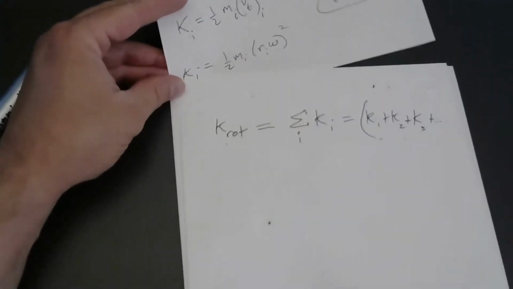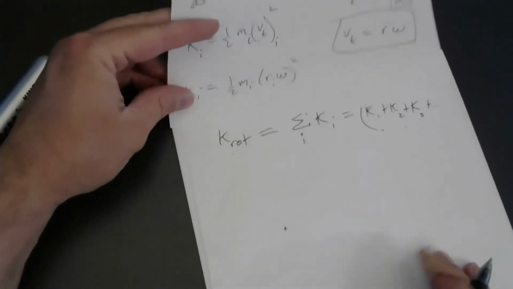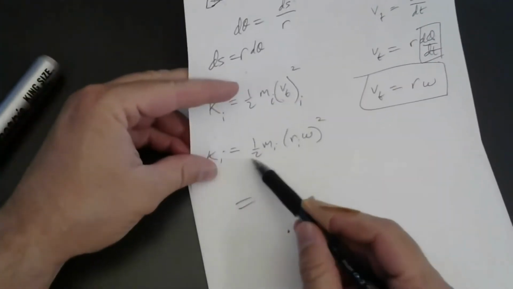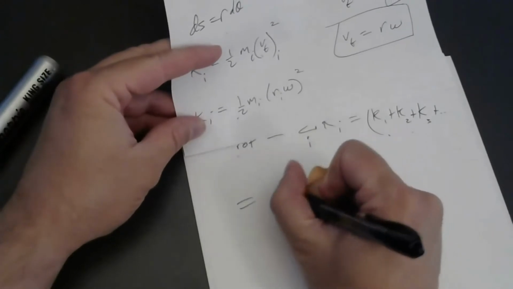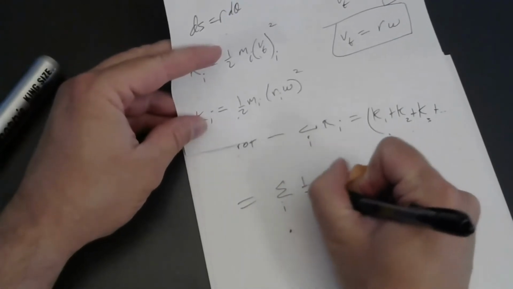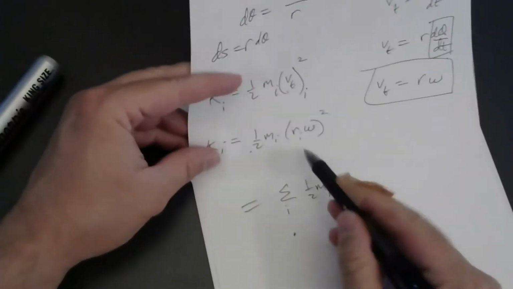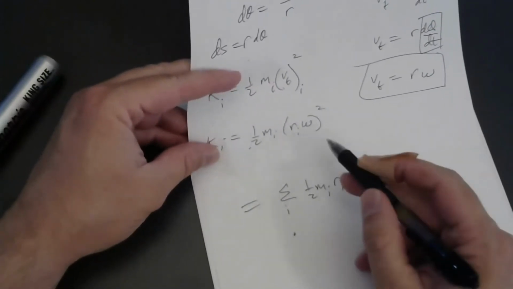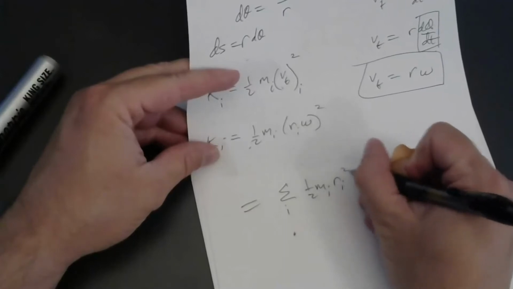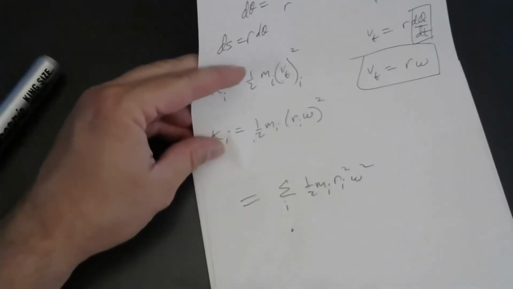Just add up the kinetic energies of all the little pieces. Well, that means adding up all these expressions. So that's the sum over i of 1/2 m sub i times r sub i omega, and what I'm going to do now is square both quantities inside the parentheses: r sub i squared, omega squared.